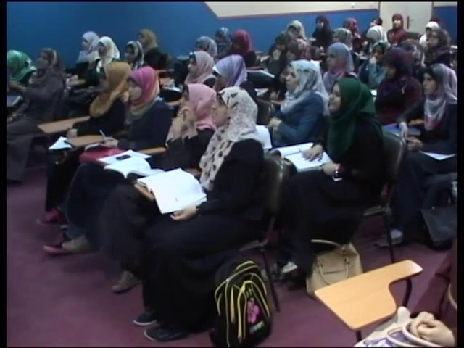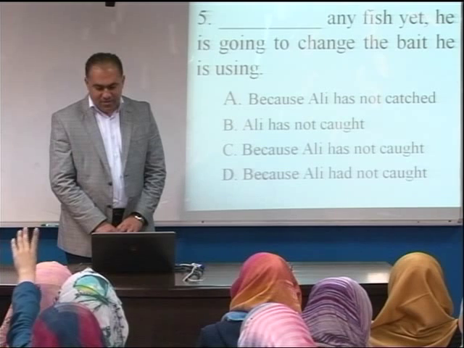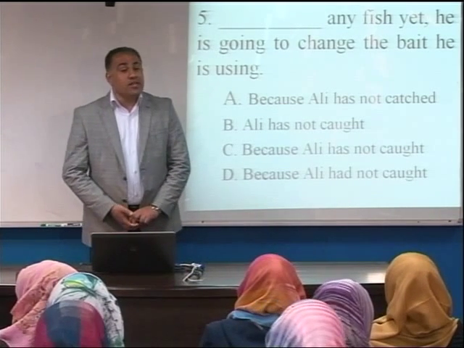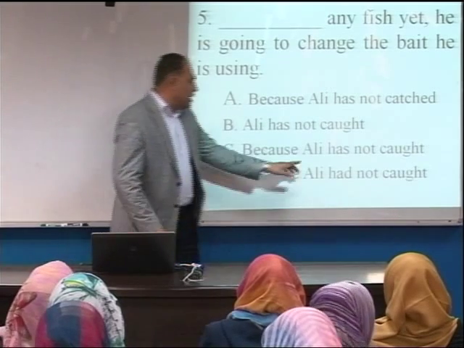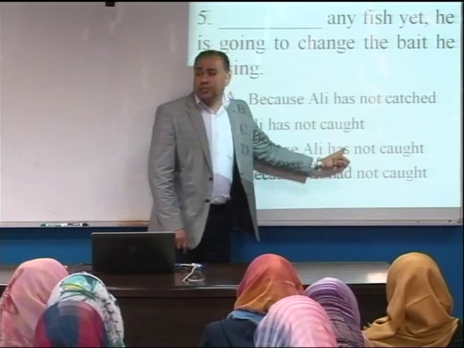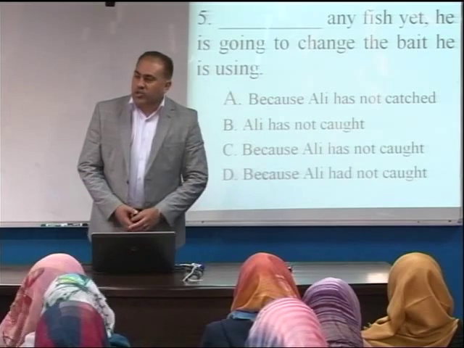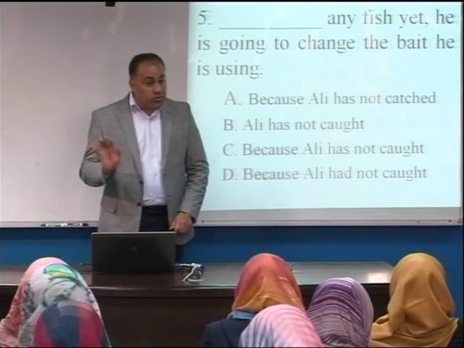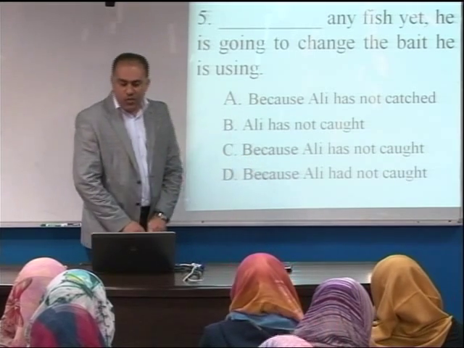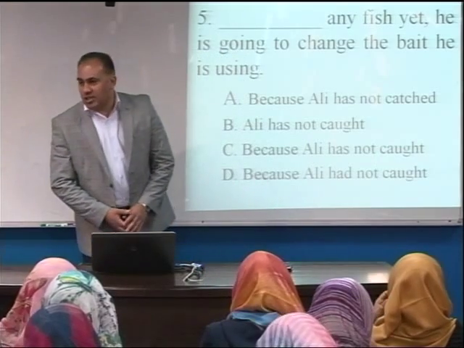No. C. Because Ali hasn't got. No, A. No. C. It has to be C. Yes. Has to be C. Why is it C? Because Ali has not caught, not Ali had not caught. Why? Because it's the present perfect tense, not the past perfect. He's going to change the bait, not he was going to change. He is going. So it is clearly C, because he has not caught, not a catch, because there is no catch. It has to be caught.